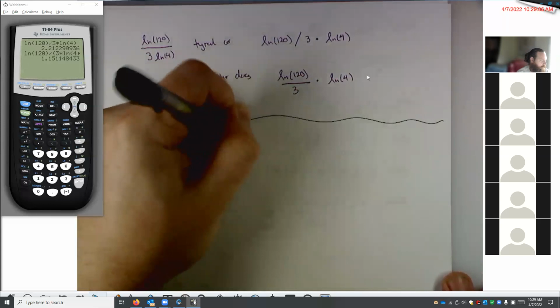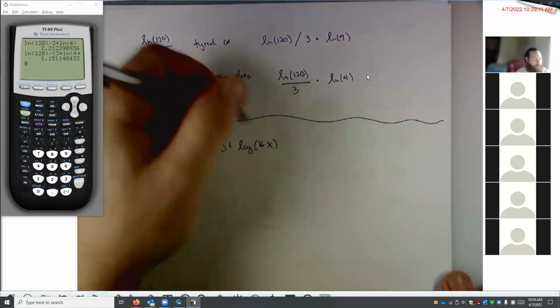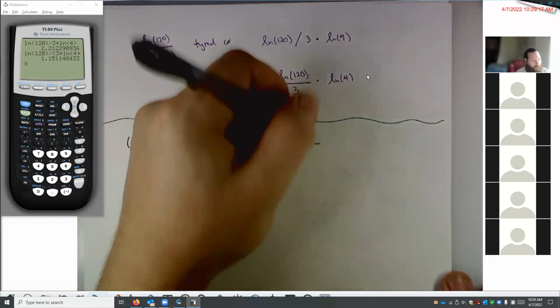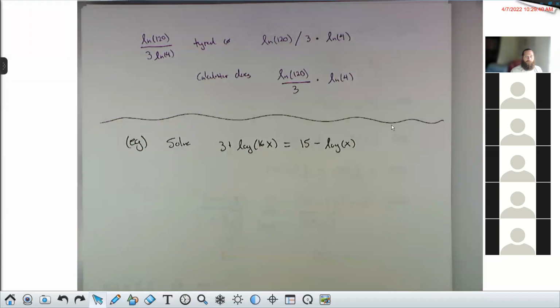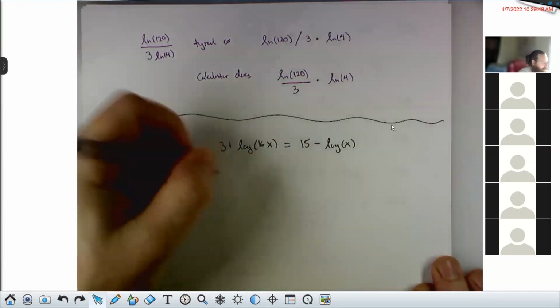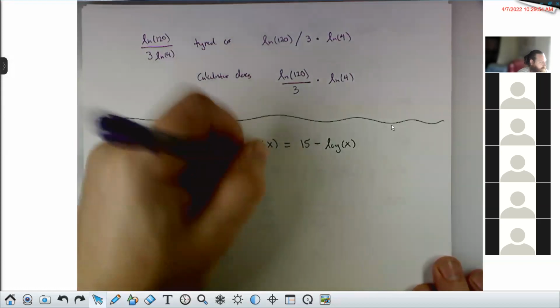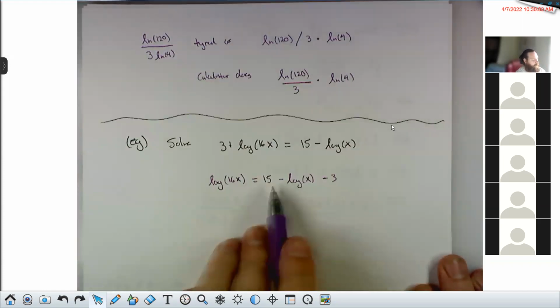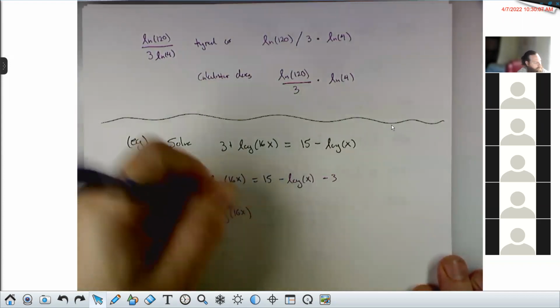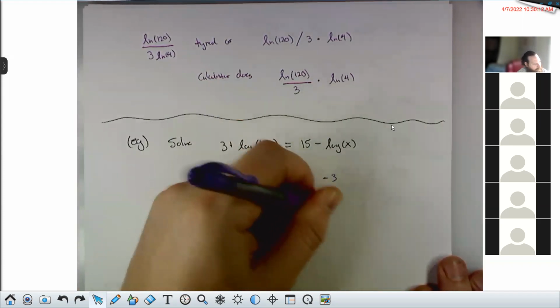3 plus the log of 16x equals 15 minus the log of x. That's kind of interesting. Any ideas what I could do here? You can subtract the 3 over, right? Yeah, that's a good start. Let's get this 3 over there. So that'll give me the log of 16x equals 15 minus log x minus 3. And the 15 and the 3 are like terms. 15 minus 3 is 12. Okay, good so far.